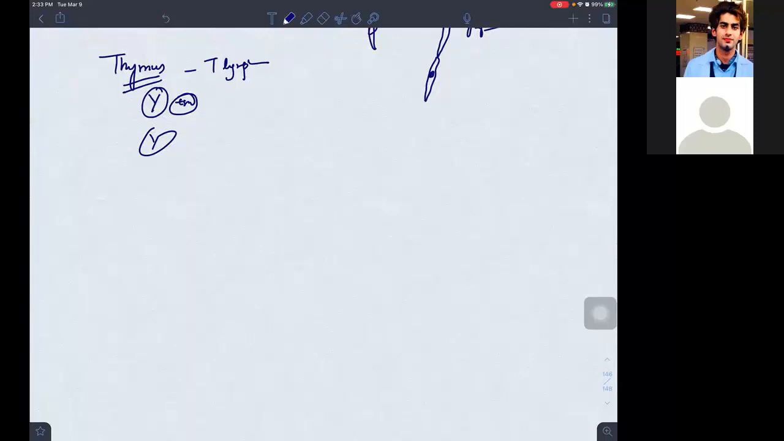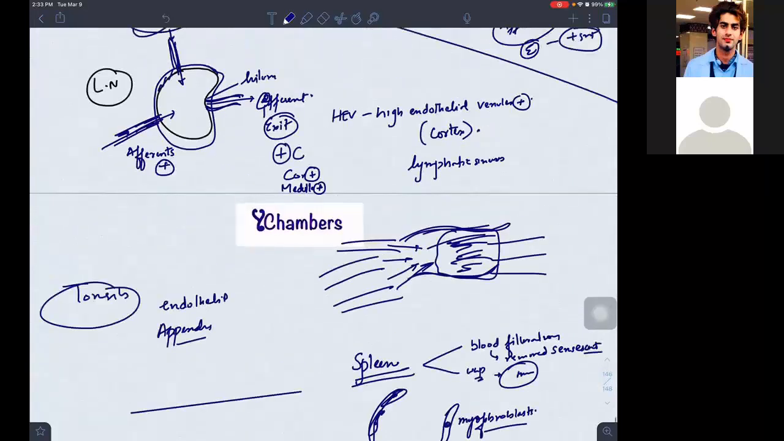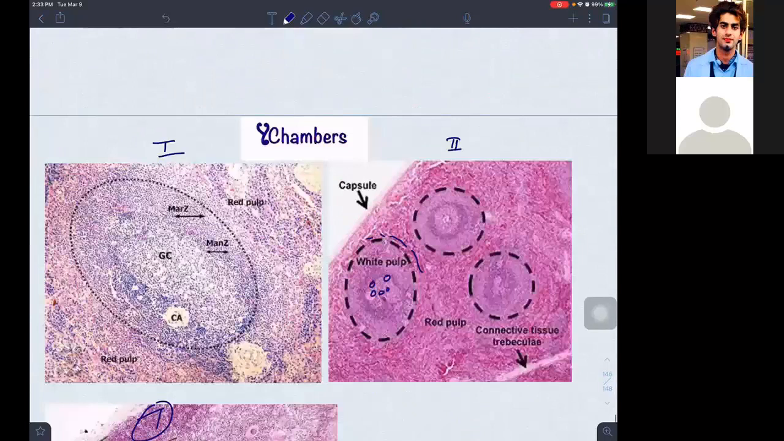Sir, lymph nodules not present in thymus. Sir, afferent not present in thymus. Sir, efferent little bit. Okay, if you check the capsular part, there you may see some efferents. Okay, sir, can I say high endothelial venules? No. Sir, how will I say this is thymus? Sir, lobules. You see directly, you can appreciate.